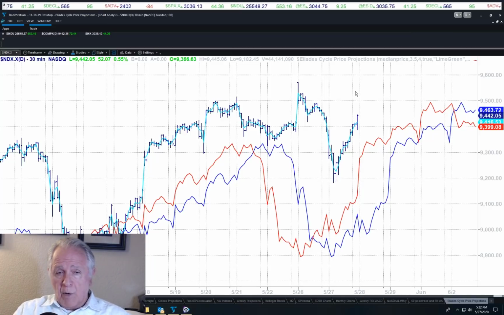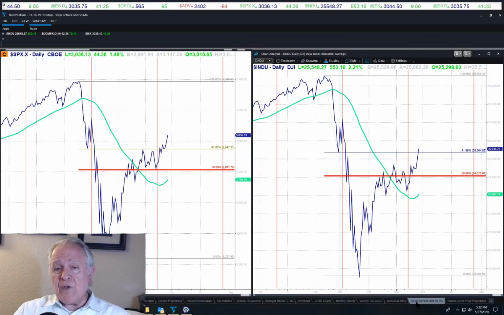But something else I wanted to show you is something we haven't looked at for quite a while. Do you remember these charts? You should remember them if you were watching several weeks ago. The green line is the 50-day MA, okay? These are the retracement levels. And it's retracements on a closing basis for the S&P.